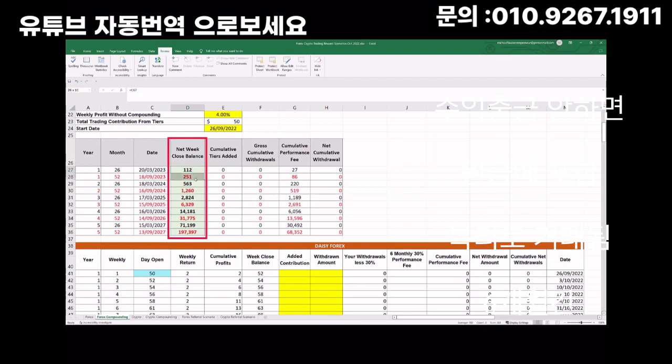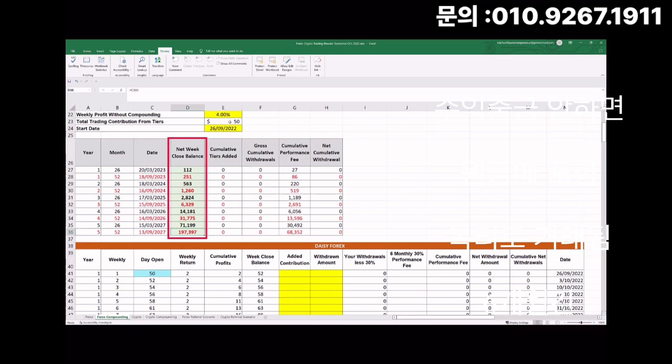So you'll see here not a lot of growth in the first 2 years. Still not bad. $50 in trade, ending up with $1,260 in profit by year 2. But by year 5, you've got $197,397 of profit from simply a tier 1 contribution. This is taking into account the performance fee that has come out of all of that profit.